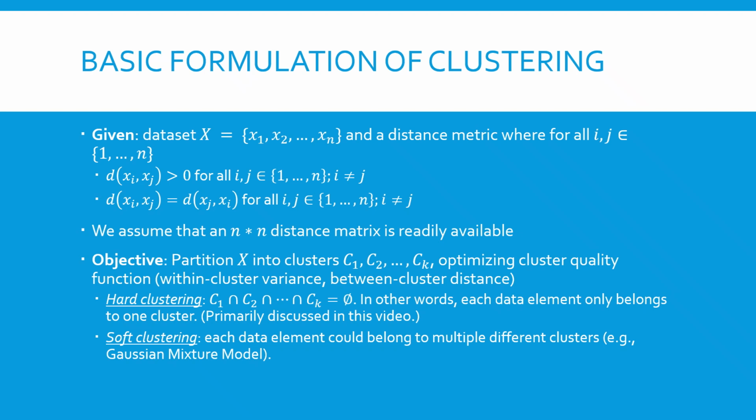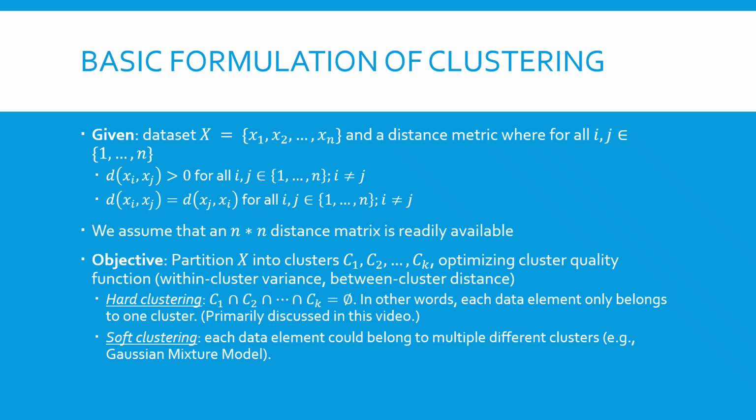To understand clustering from an algorithmic perspective, we begin with its basic formulation. We are given a set of n objects, X equals x1 through xn, and a function d that measures distance or dissimilarity between every pair of objects, xi and xj. The goal is to partition these objects into clusters so that objects in the same cluster are close together, while those in different clusters are far apart.